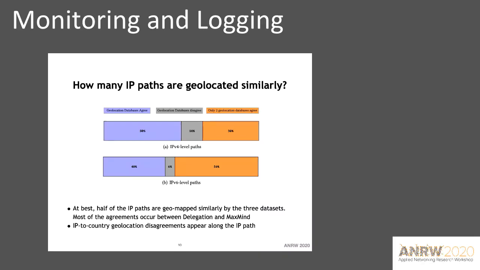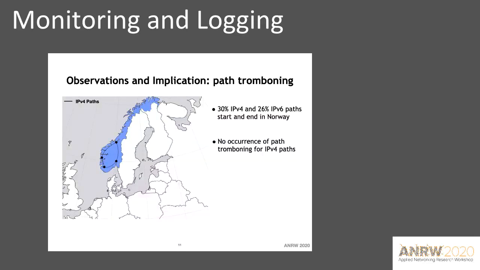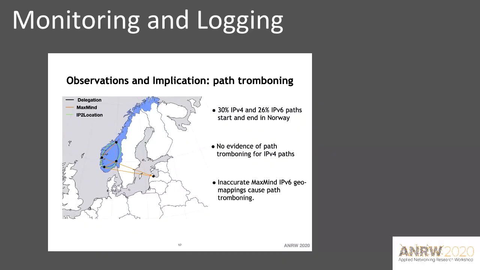We further want to understand how the IP geolocation disagreements impact the country level end-to-end path geomappings. We find that about half of our collected IP paths have similar geomappings. We mark with purple on the plot these IP paths. For the remaining paths, we find that the geomapping disagreement is mostly due to IP to country mappings disagreements that appear along the path.